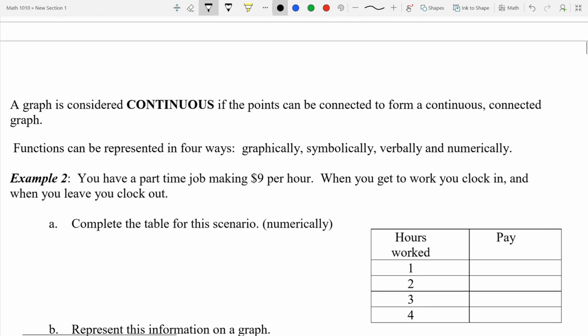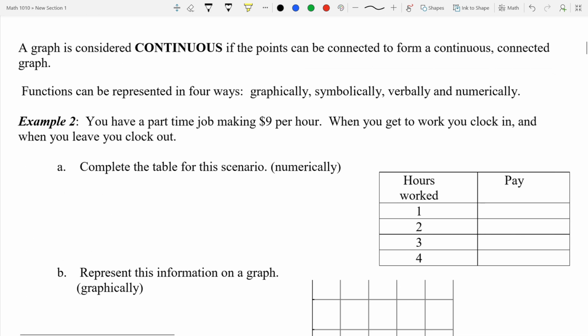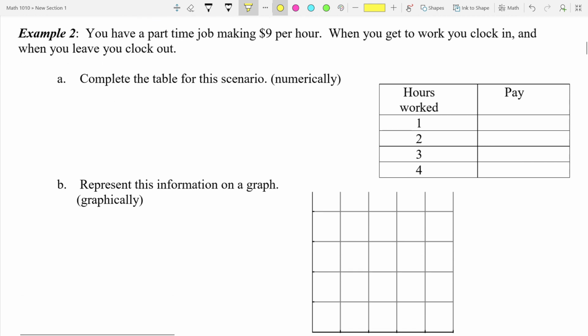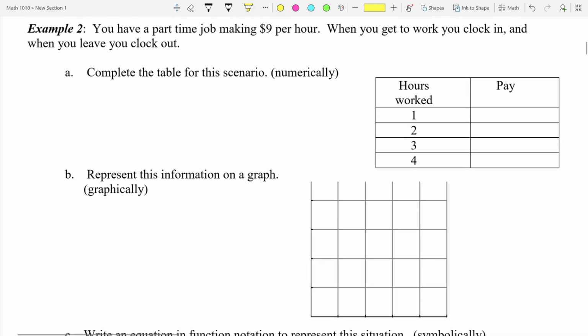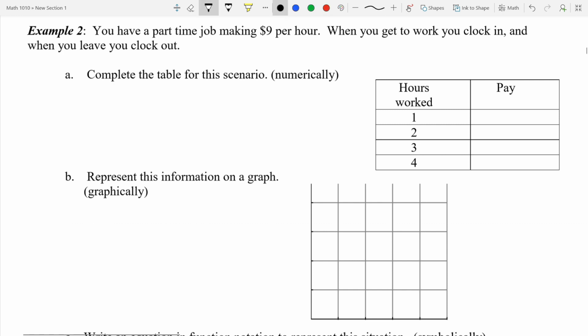Okay, continuous. A graph is continuous if the points can be connected. What we just did on our little activity was continuous because you can have any kind of a cost, right? Here we go with question 2. You have a job. You make $9 an hour. When you get to work, you clock in, and when you leave, you clock out.